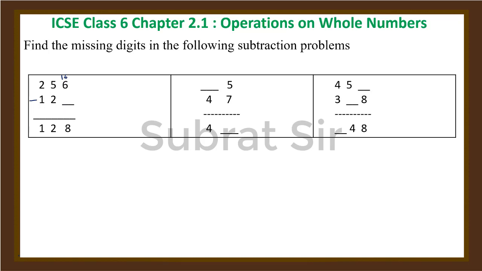Now 16 minus how much equals 8? 16 minus 8 equals 8. Okay, now here 4 is there, so 4 minus 2 equals 2 and 2 minus 1 equals 1. So it is correct. The blank will be 8.